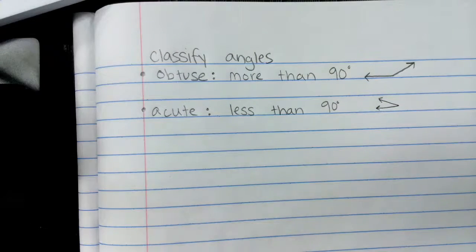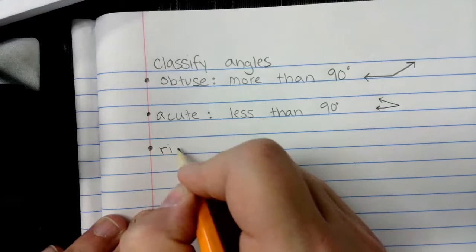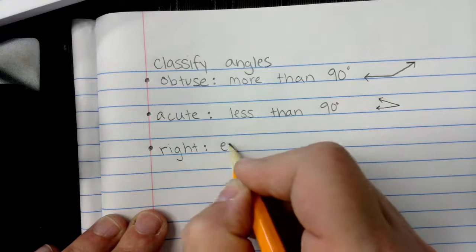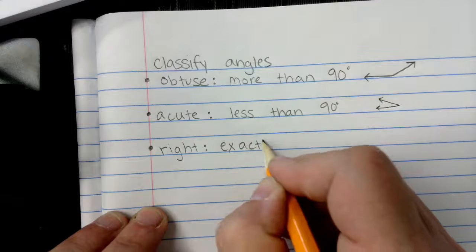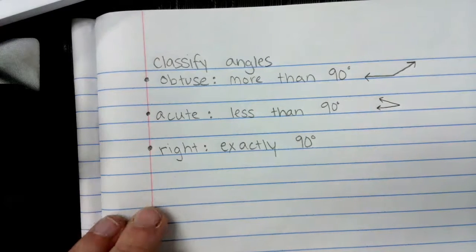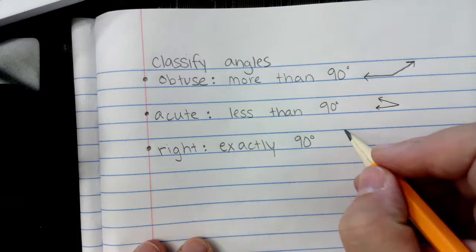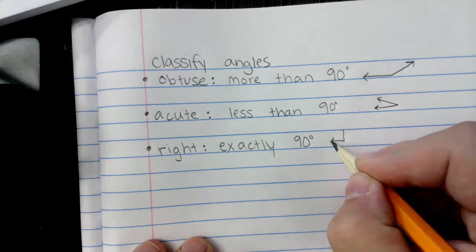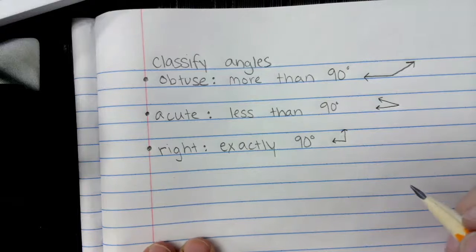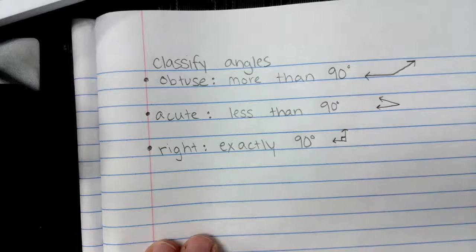What's the other type of angle? A right angle. What does right angle mean? Exactly 90 degrees. And exactly 90 degrees looks like that L. And it can go in any direction as long as that's at 90 degrees. And then what shape do we put in the corner? That box to show that it's 90.